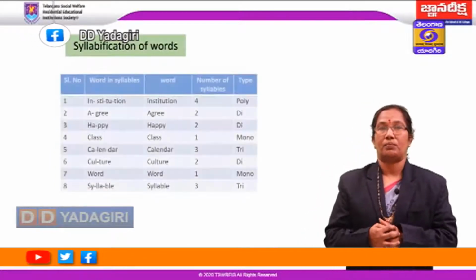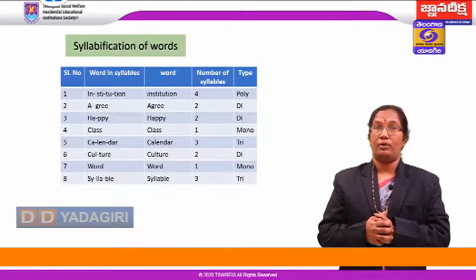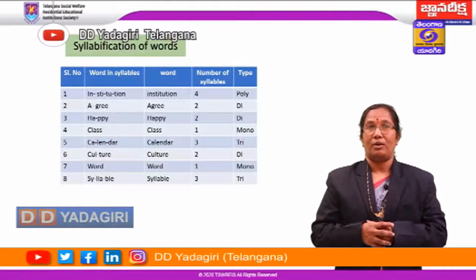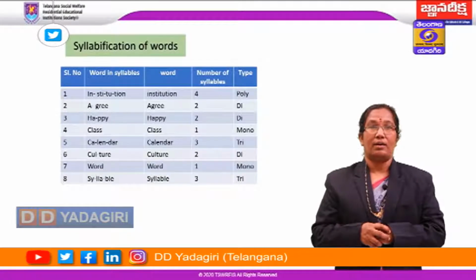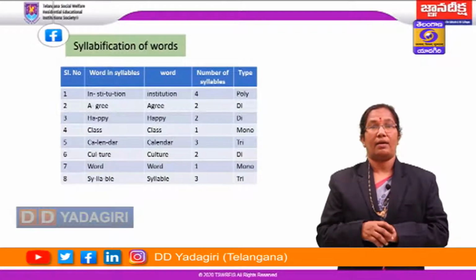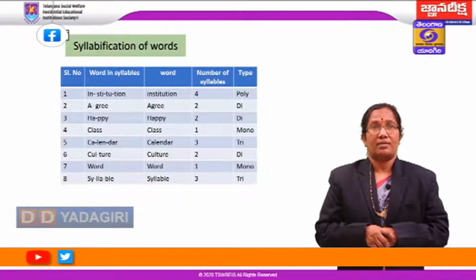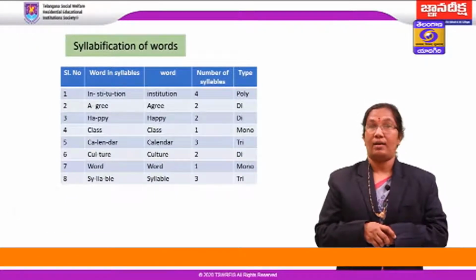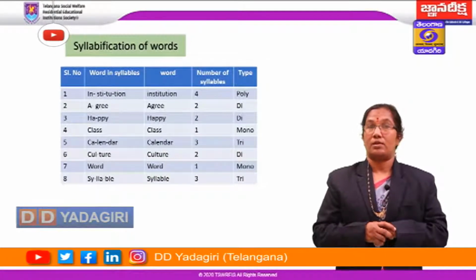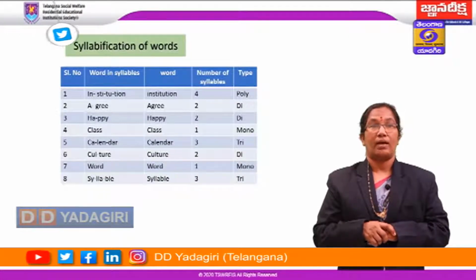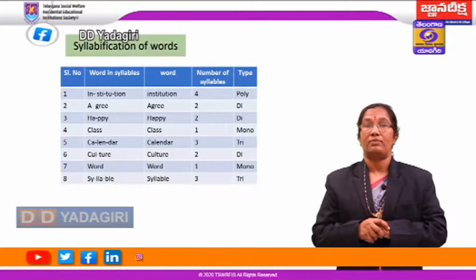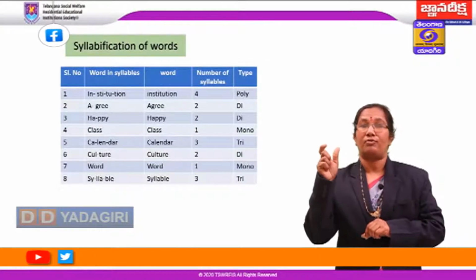Look at the words here. Institution. Do we utter a word like this? No, we utter institution. The second word, agree. What is it? It is agree. Third word, happy. Fourth one, class. Fifth one, calendar. Sixth one, culture. Seventh one, word. Eighth one, syllable.